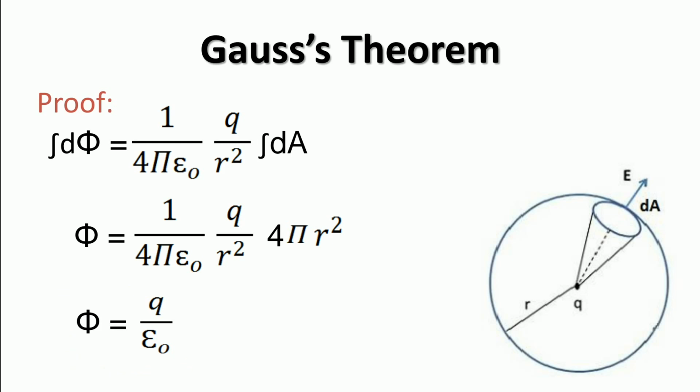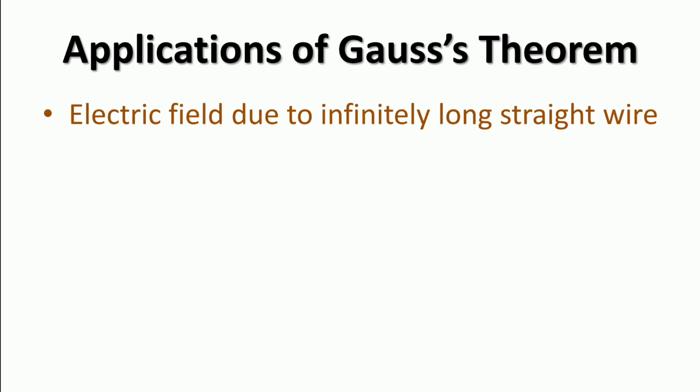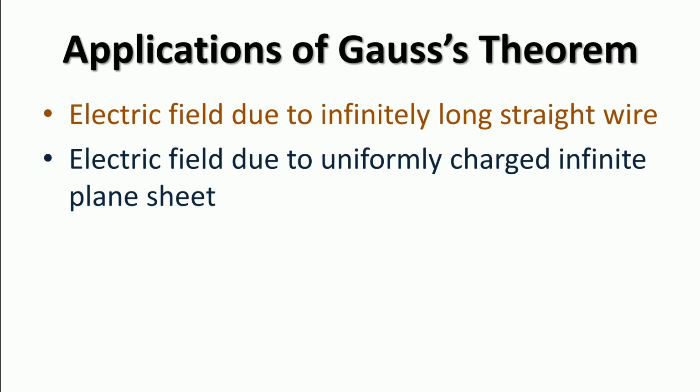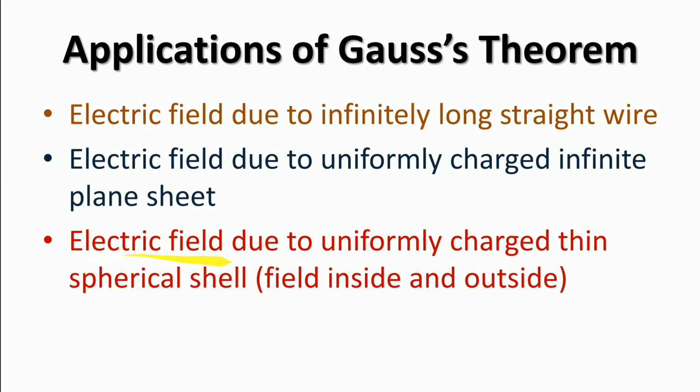Okay, moving ahead with the applications of Gauss's theorem. What are these applications? Here are the applications. We need to find the electric field with the help of Gauss's theorem due to an infinitely long straight wire. We also need to find out the electric field due to a uniformly charged infinite plane sheet, and also the electric field due to a uniformly charged thin spherical shell inside and outside the shell. All these applications we are going to do with the help of Gauss's theorem. So let's discuss them one by one.